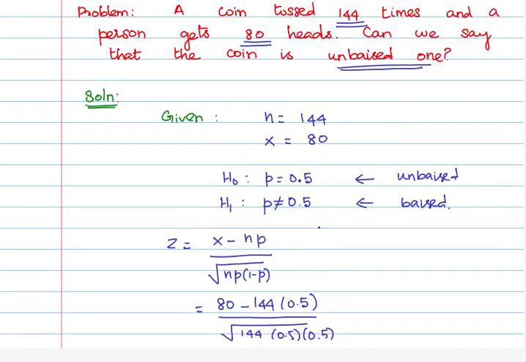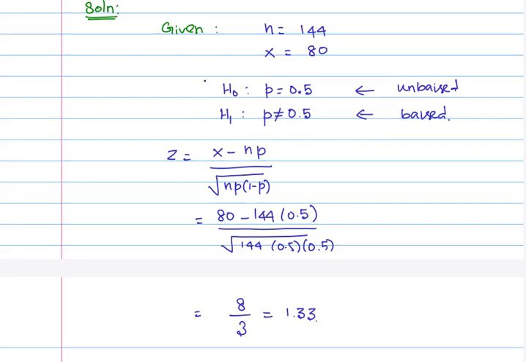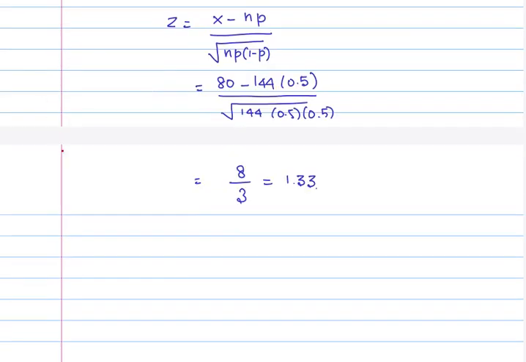Suppose they didn't give the significance level. So I will assume, is it a one tail or two tail? From this one, I can say that this is two tail. So I assume that alpha equals 0.05. Then what is my z alpha by 2 value? It is 1.96 from the table. Okay.